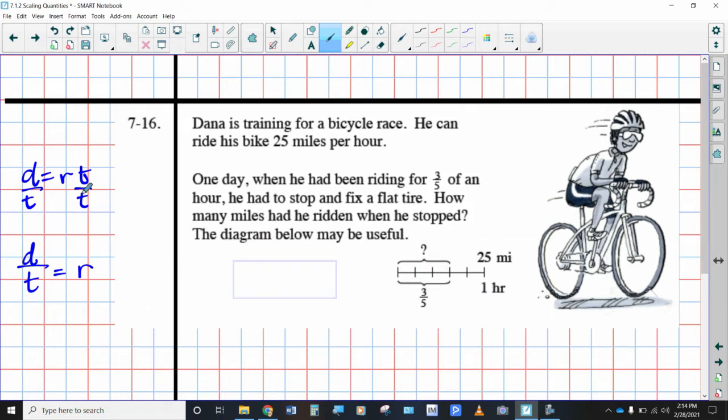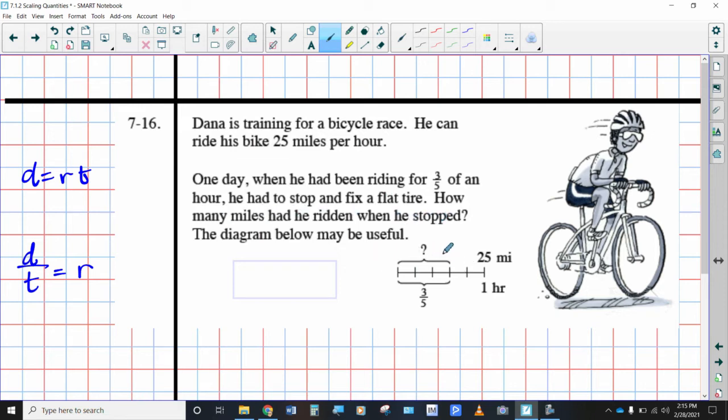So you could isolate any one of those variables, but the most common one that we do is having it as d equals the rate of speed times time. But then this would be the second most popular way of writing it, so you can get the rate of speed. All right, so one day when he had been riding for 3/5 of an hour, he had to stop and fix a flat tire. How many miles had he ridden when he had stopped?